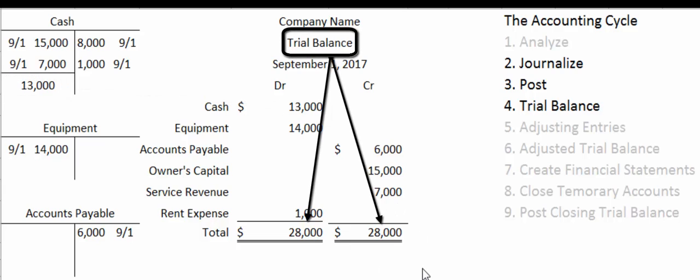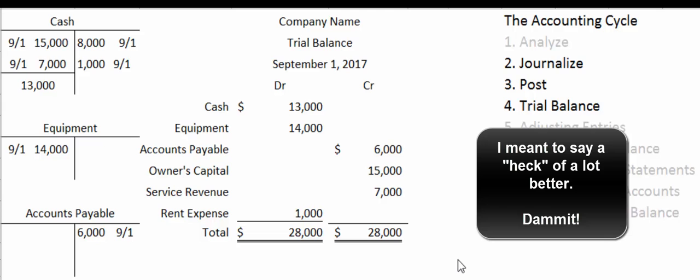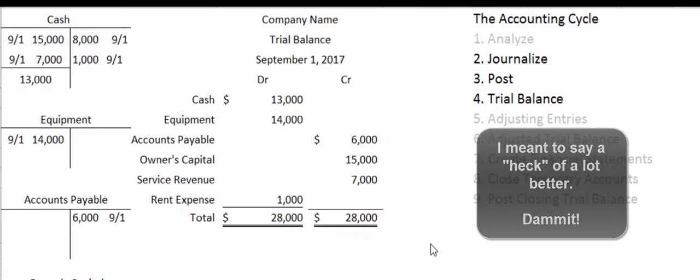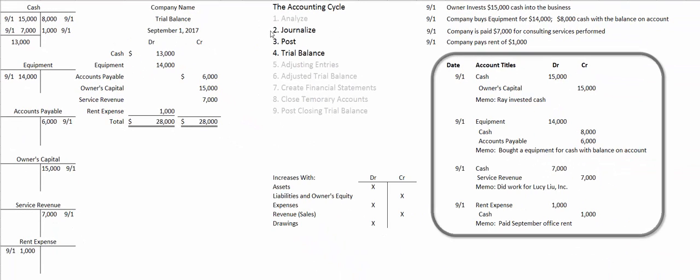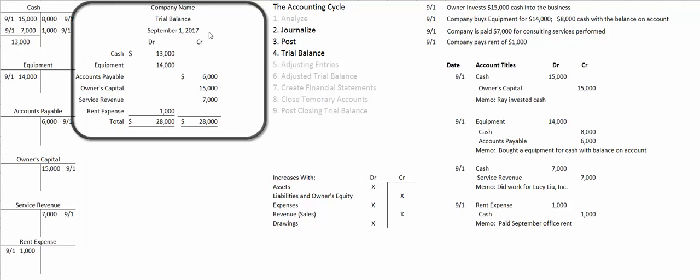Does that mean we did everything exactly right? No, we might have debited cash when we should have debited accounts receivable. We could have made a mistake, but this is a hell of a lot better than having $32,000 here and $26,000 here. So we're on the right track. So step 2, make journal entries. Step 3, post them, put them in individual accounts. Step 4, run a trial balance to make sure all our debits equal all our credits. Hope that helps.